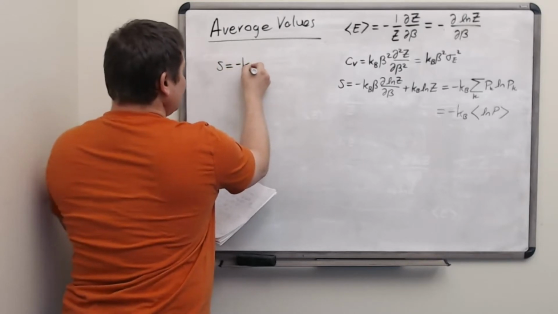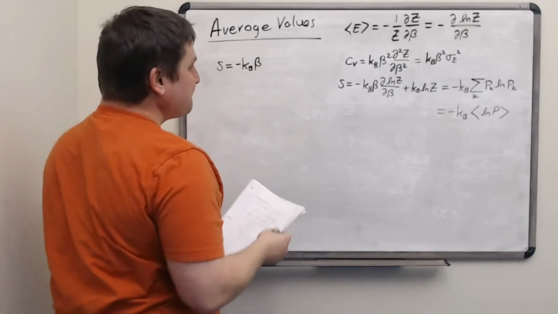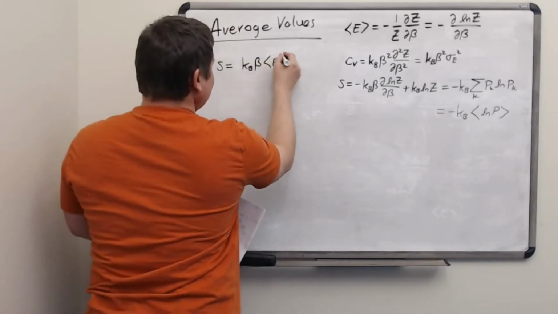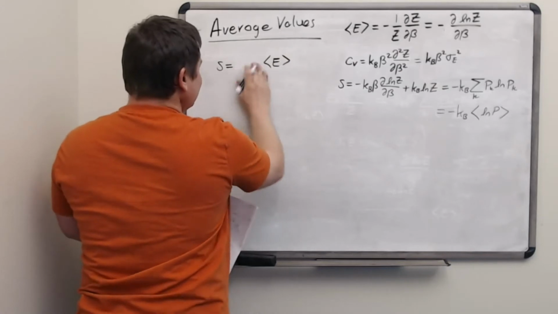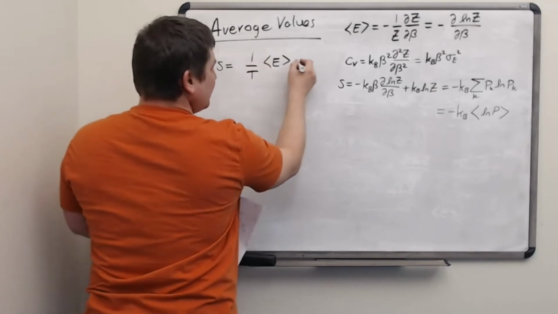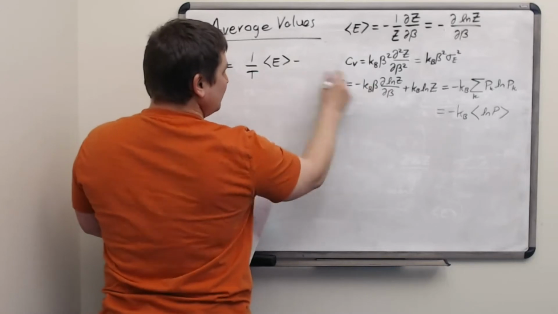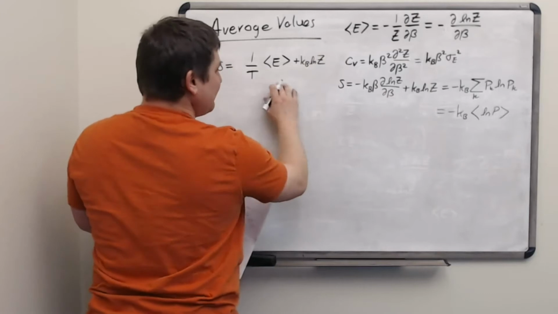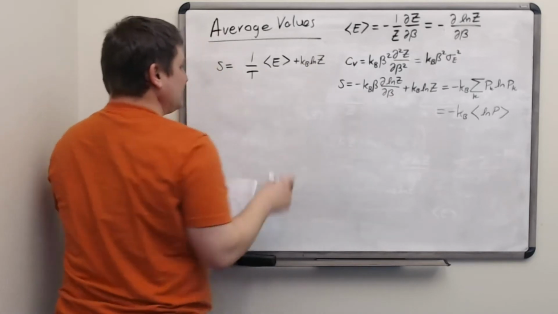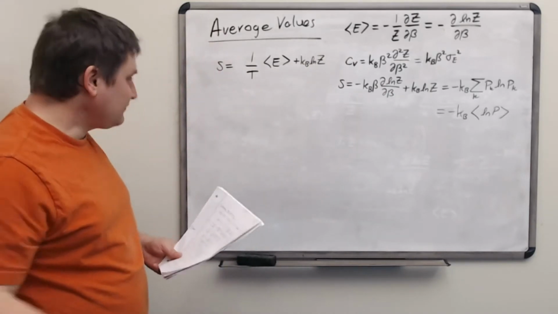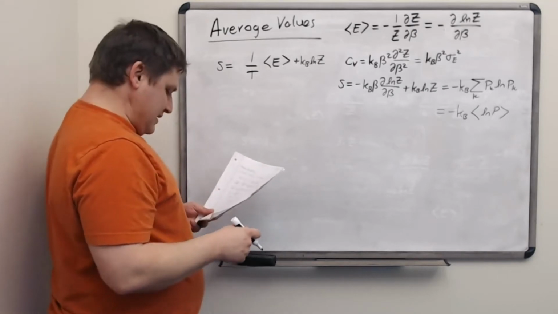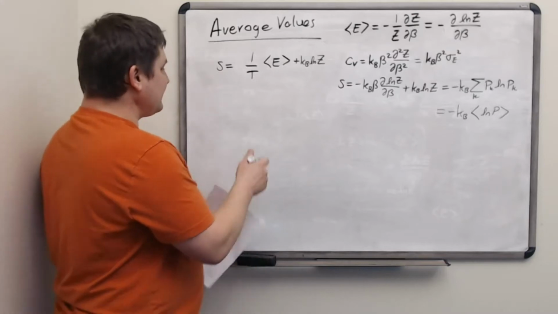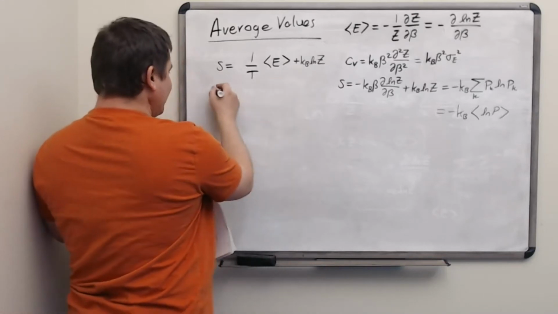minus kB times beta. That derivative, the minus derivative there, was the average energy. kB times beta is 1 over temperature. And then we've got this plus kB log Z. So this is the same expression as was here, just in terms of different variables. And one way that I can rearrange this is, let's solve for the kB log Z.